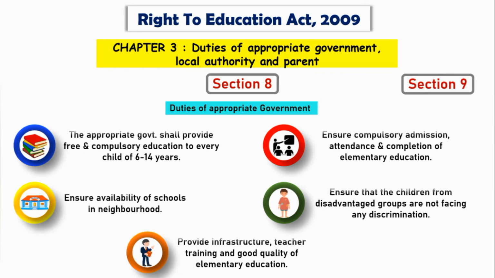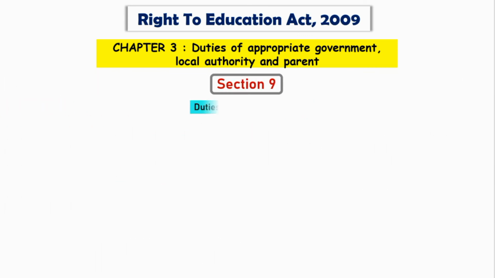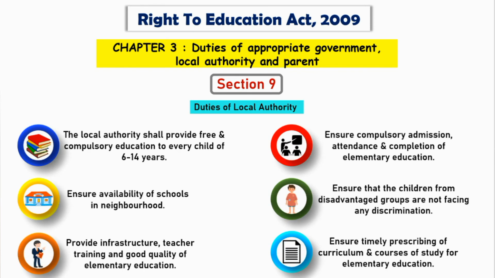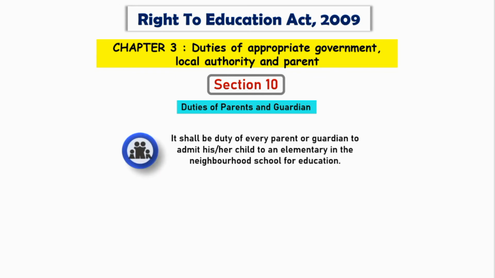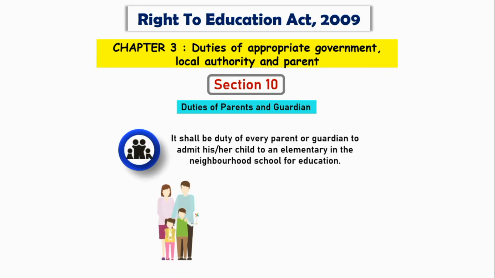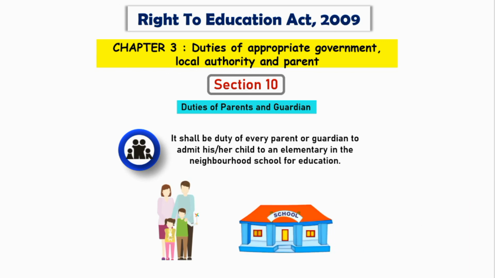Now section 9 is about duties of local authorities, which is almost the same as section 8. Now section 10 is about the duty of parents and guardians. It says it shall be the duty of every parent or guardian to admit his or her child to an elementary school in the neighborhood for education.